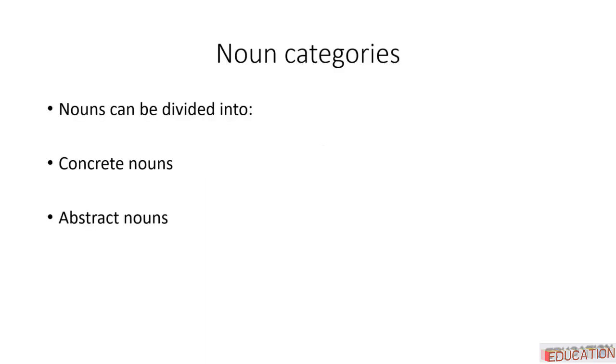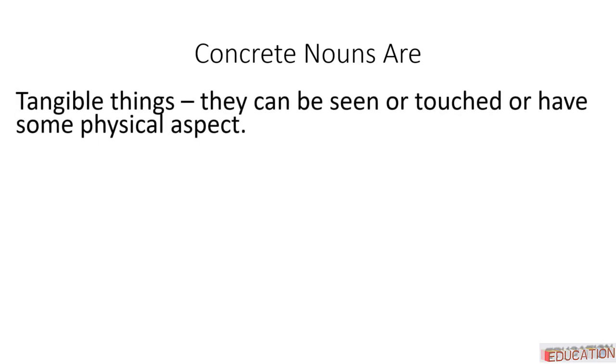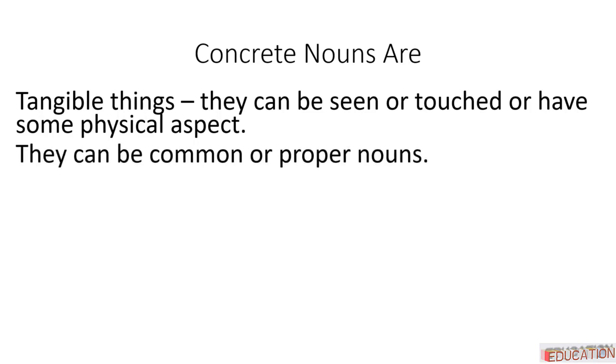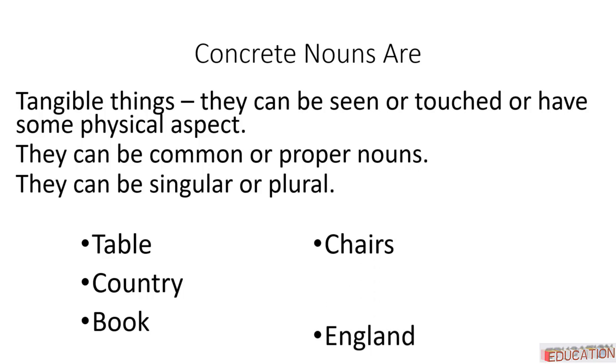This lecture looks at concrete and abstract nouns. Another way of dividing nouns is into concrete and abstract nouns. Concrete nouns are tangible things, things that you can see or touch or have some physical aspect. They can be common or proper nouns. They can be singular or plural. For instance, table, country, book, chairs, England, Lisa.